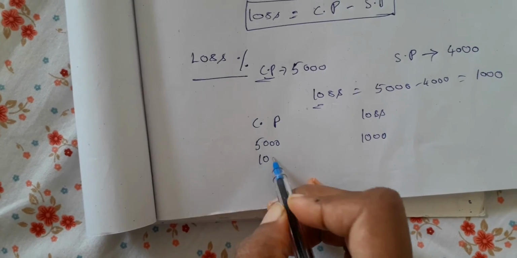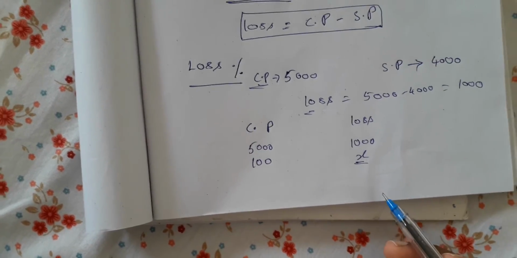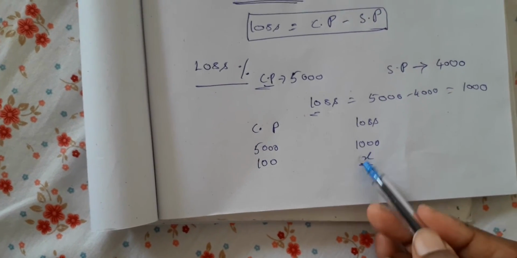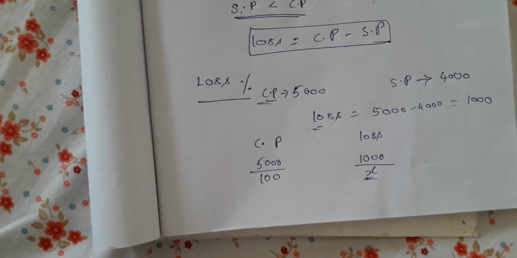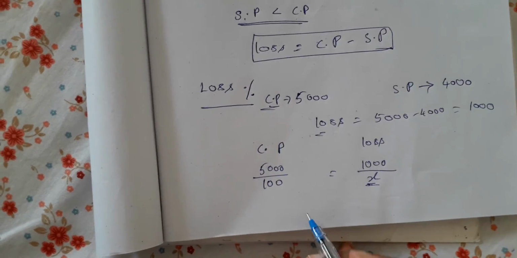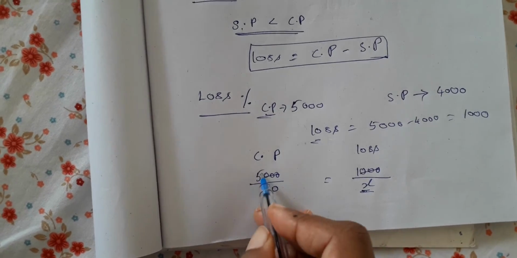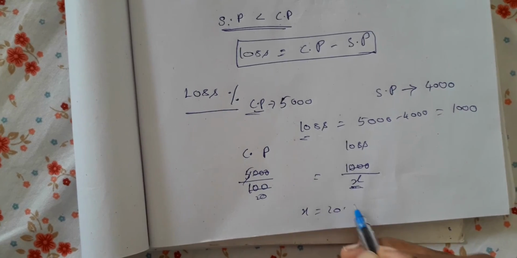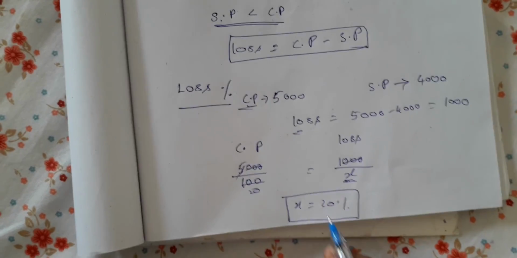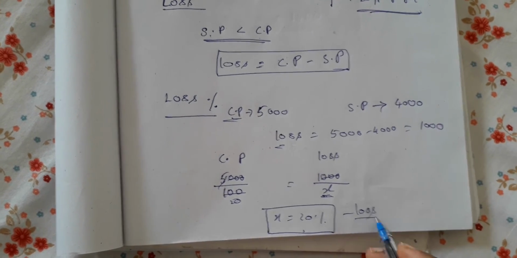Now if it is for 100, what is it? That is called a percentage loss. X% is the loss here. So taking the ratio form, these two are equal. Now 1,000 here and 1,000 here will get cancelled. 5 times 20. So therefore now X is equal to 20%. So 20% is a loss.